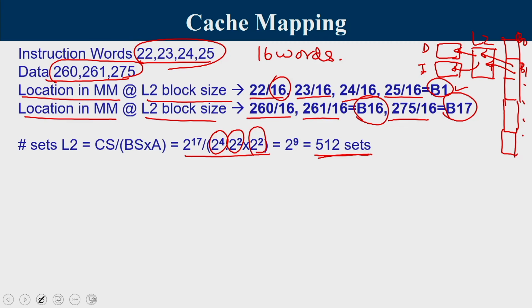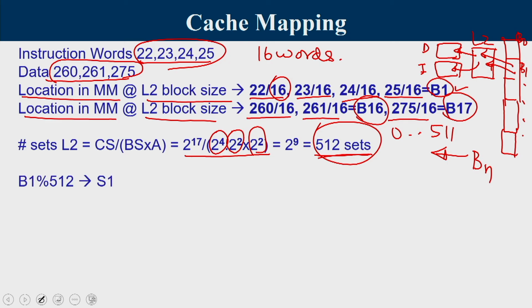Main memory has blocks B0, B1, B2 divided based upon the block size of L2. It can go up to, let us say, thousands or lakhs of main memory blocks. But in my L2, I have only 512 sets. So, whatever the block number B0 up to Bn in main memory, it has to map to 0 to 511 because I have only 512 sets in my L2 cache. So how will I know? It is a modulus operation. B1, when you perform the mod operation with 512, gets mapped to set 1 in L2.